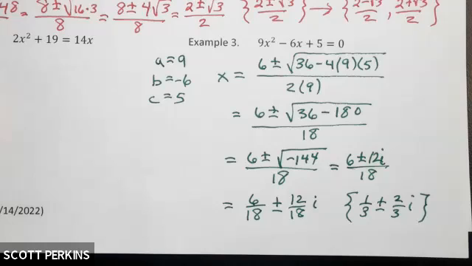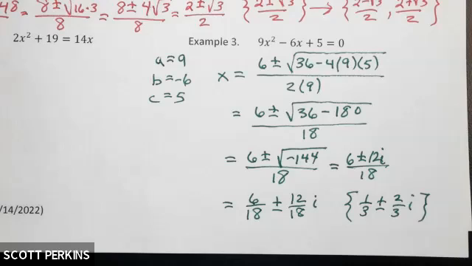So that is something I would like to see when you do this on the test. If you get a complex number, then take that denominator and divide it into both parts so that you create the two complex numbers. All right, flip the page. Exercise 4, go for it.